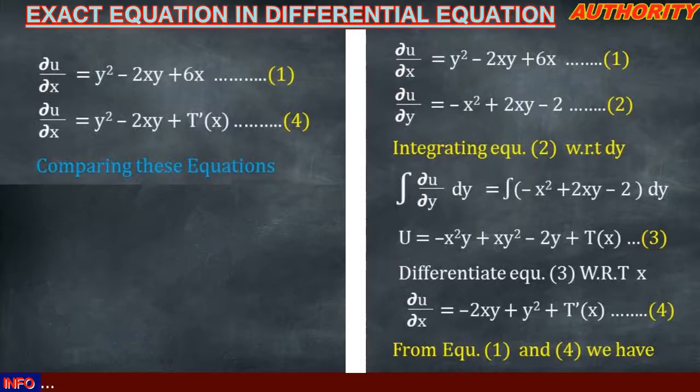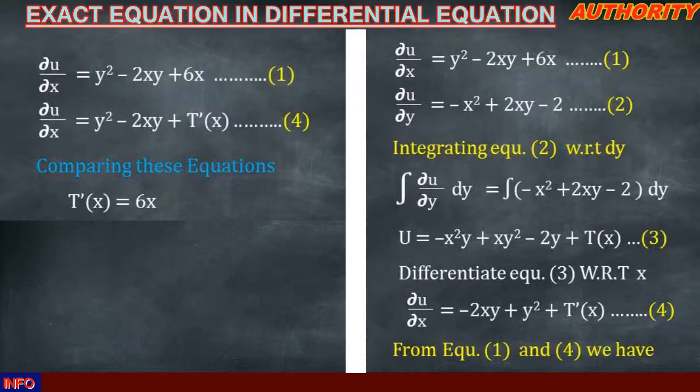So comparing the two equations, we see that they are almost the same. So comparing them, we see that t prime of x is equal to 6x. Hello? We see that t prime of x is equal to what? 6x. I told you that we are looking for the value of t of x, not t prime of x. But here we have t prime of x is equal to 6x.